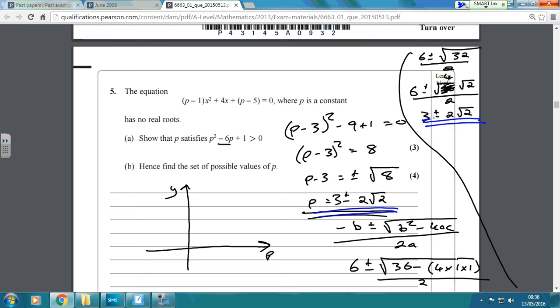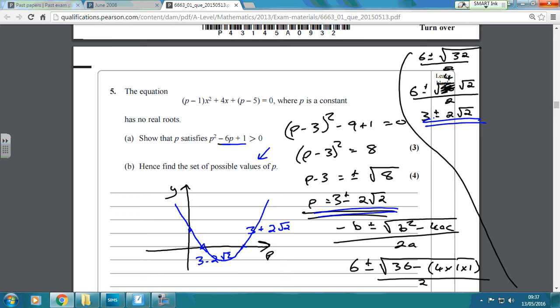So where this goes through the x-axis, it's going to be 3 plus 2 root 2, and 3 minus 2 root 2. And we know that it goes through at plus 1. It doesn't matter how accurate this diagram is, as long as it looks something like this.